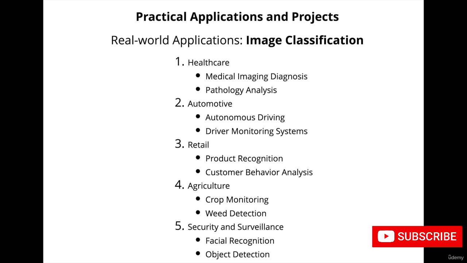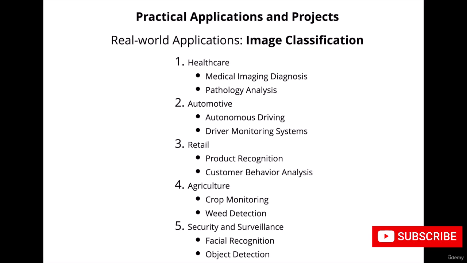Image classification is applied in pathology to classify histopathology slides and microscope images of tissue samples. This helps pathologists identify and classify different types of cells, tissues, and abnormalities, aiding in the diagnosis and treatment of diseases such as cancer.